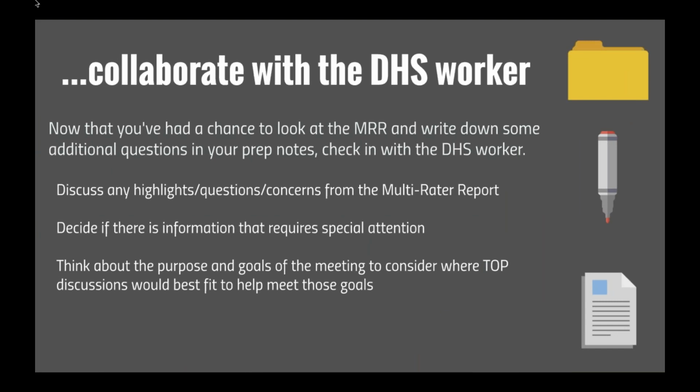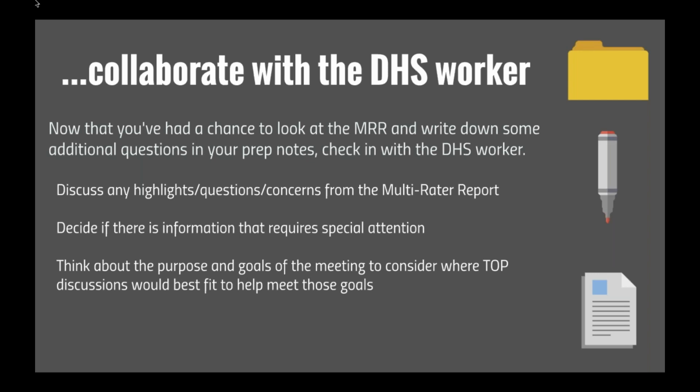So again, a little bit more about collaborating with the DHS worker. Now that you've had the chance to jot down some of your thoughts, you really want to take some time to have a conversation with the DHS worker to bring out any information that you consider to be highlights or concerns or questions that you had based on what the multi-rater report said, to get some backstory, if you will, to what's going on with the case, so that there may be things that make sense after you talk to the DHS worker. There may be things that no longer make sense that did before, once you talk to the caseworker.